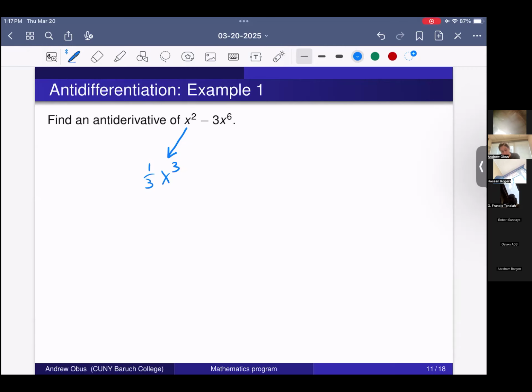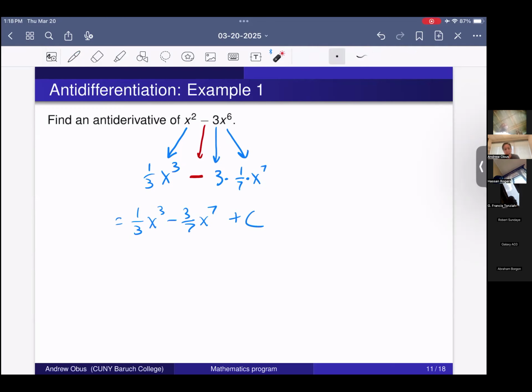Now, what about 3x to the 6th? Well, I know that x to the 6th alone would be x to the 7th times 1/7. And then the 3 just stays along for the ride, right? If I know that the derivative of 1/7 x to the 7th is going to be x to the 6th, what's the derivative of 3 times 1/7 times x to the 7th? Well, it's going to be 3 times x to the 6th. And now this minus sign also just comes along for the ride. We're going to have a minus here. So if we want to simplify this, it's 1/3 x cubed minus 3/7 x to the 7th. And if I want to, I can say plus c.